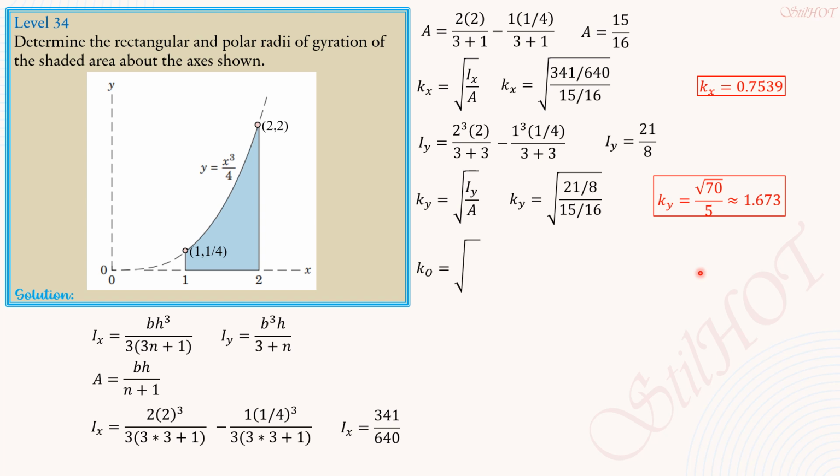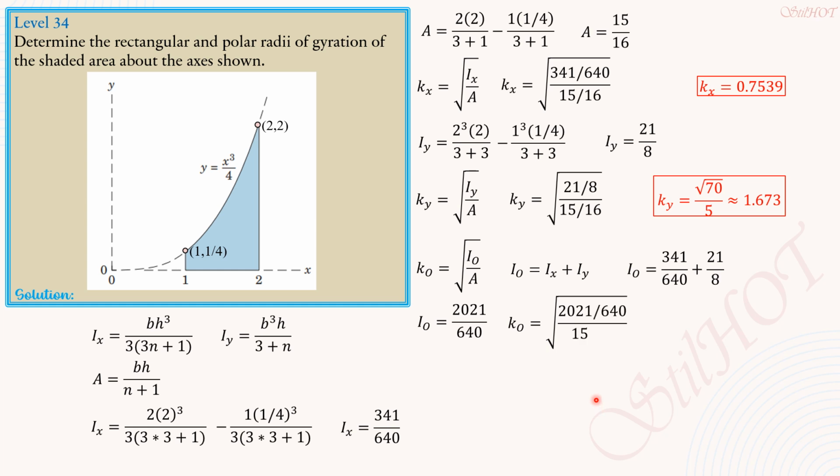So KO is the square root of IO over area, where IO is simply Ix plus Iy. So IO is Ix plus Iy, and it is equal to 341 over 640 plus 21 over 8. So IO equals 2021 over 640. The area is still the same, 15 over 16. So KO equals the square root of 2021 over 640 over 15 over 16. So the polar radius of gyration with respect to O is 1.835.